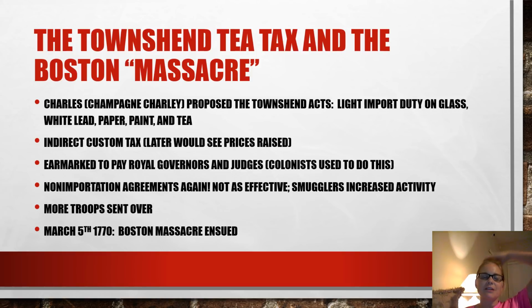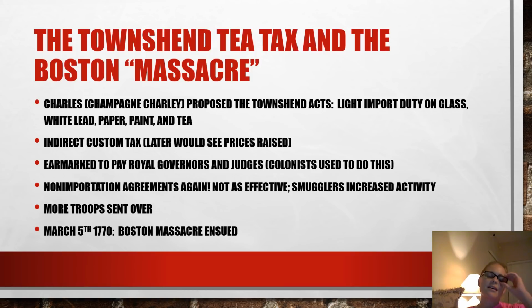So what really irked a lot of the colonists is that this indirect custom tax was earmarked to pay royal governors and judges. Now, if you remember way back a couple chapters ago, how the colonists kept a lot of their judges in check was they set their pay scale, that if they felt that the judges or the royal governors weren't doing their job, they wouldn't get paid. So now that was being taken away by the British Crown. So again, a change in policy.